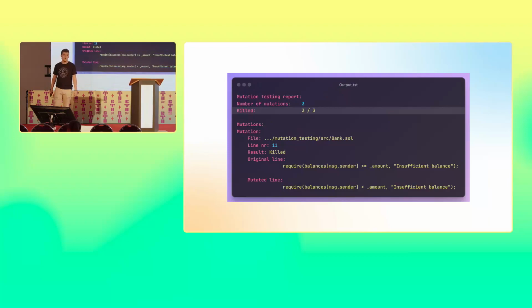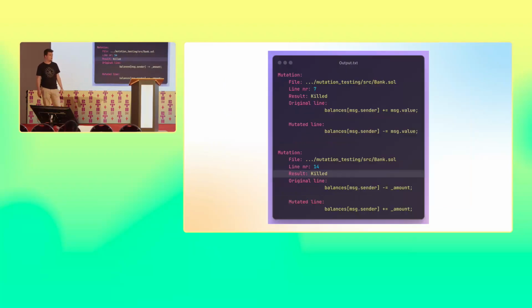So now, we run Vertigo RS again on our fixed tests. We can see the same number of mutations, but this time 3 of them were killed. We have the first one again, the second and the third one, and here where it's relevant, you can see it was killed. So we just used mutation testing to improve our code.